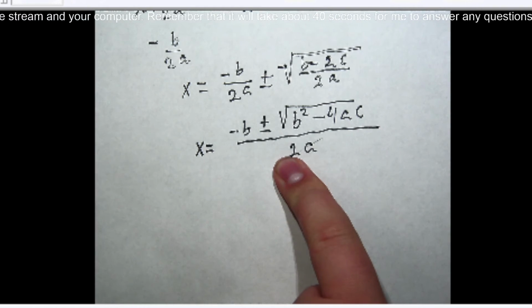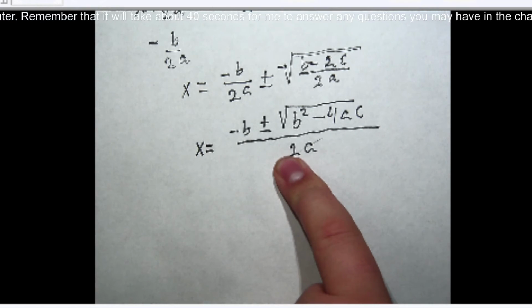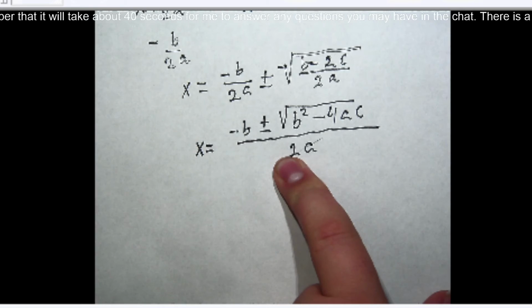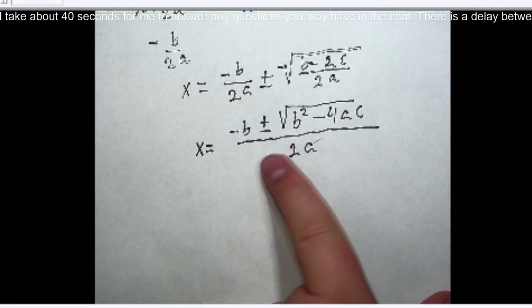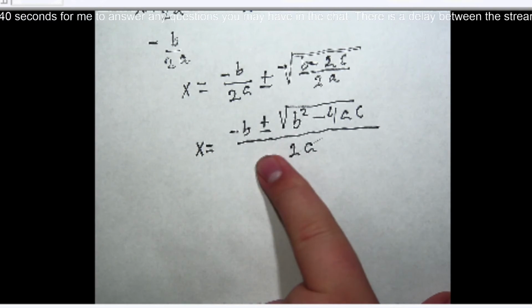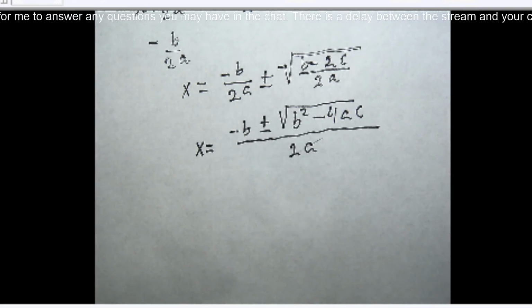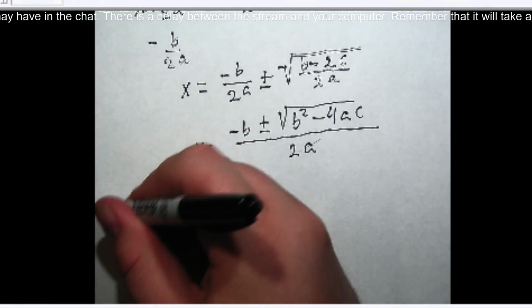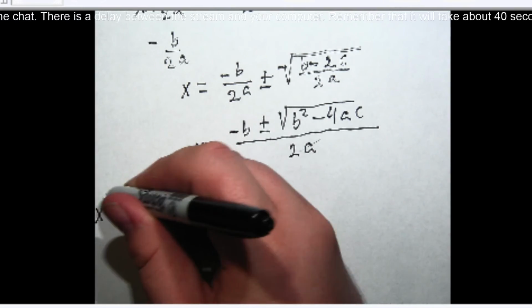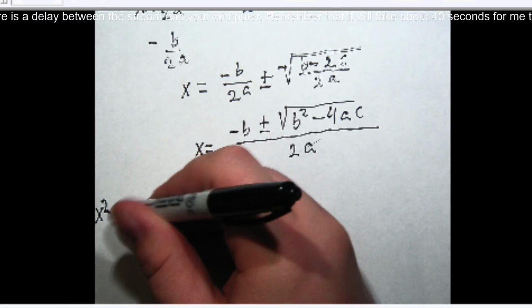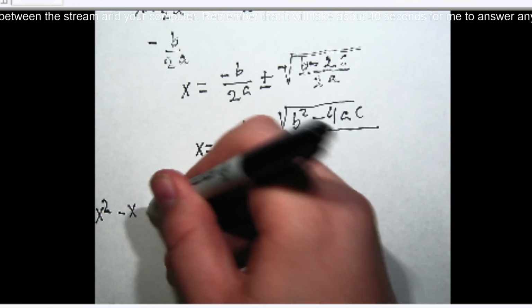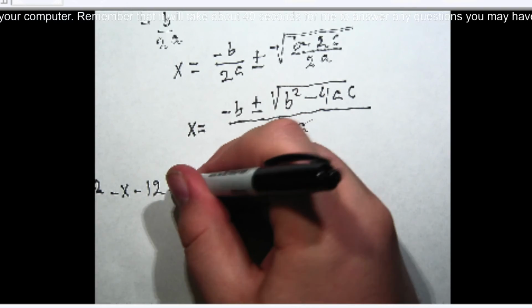Is it factorable? It does not care. Does it have non-real numbers for answers? It does not care. Any kind of quadratic equation you throw at this thing, it will solve it. And I'll show you what I mean. So let's have x squared minus x minus 12 equals 0.